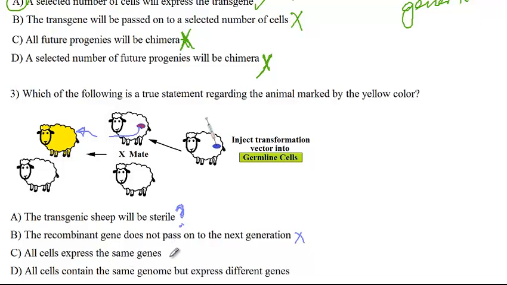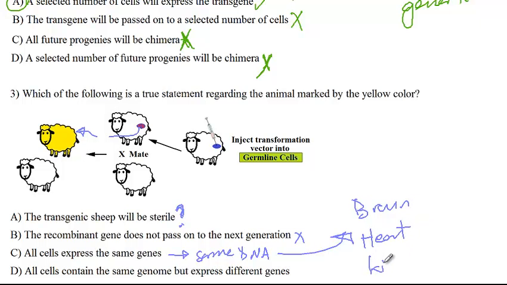All cells express the same gene? Well, all the cells have the same DNA, because our genome is all the same, but not necessarily all the cells express the same gene. Let me give you an example. Our brain cells, the genes that they're expressing are way different than what our heart cells are expressing, and way different than what our kidney cells are expressing. That's the whole point of differentiation of different cells, because they do different functions. So this is an incorrect statement. So far these were two incorrect.